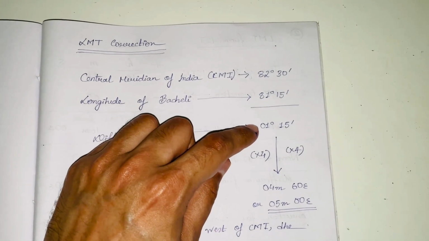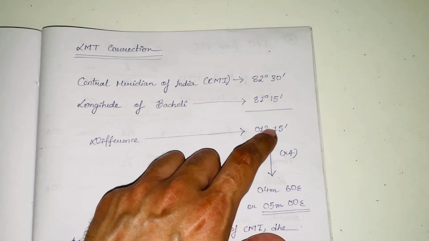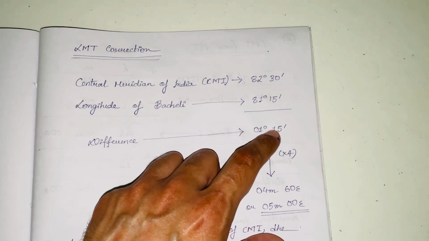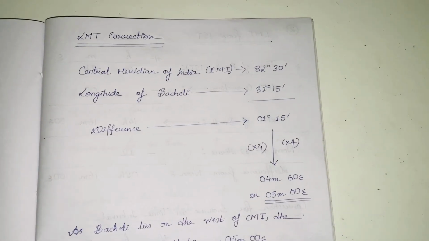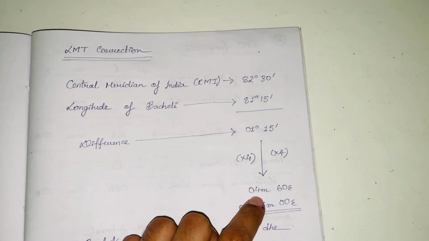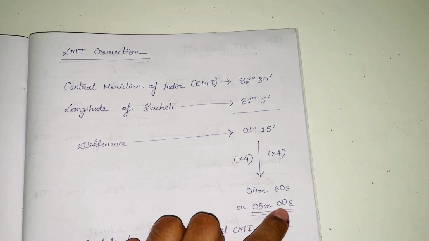So when you are multiplying 1 degree by 4, you are arriving at 4 minutes, and when you are multiplying 15 minutes by 4, you are arriving at 60 seconds. So here the LMT correction will be 4 minutes and 60 seconds, which is 5 minutes and 00 second.